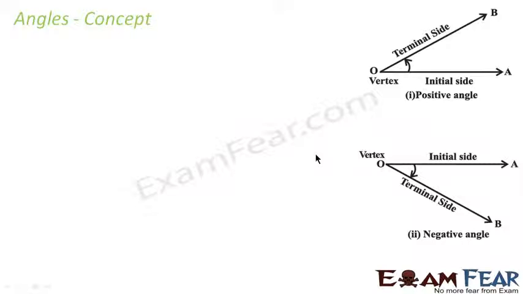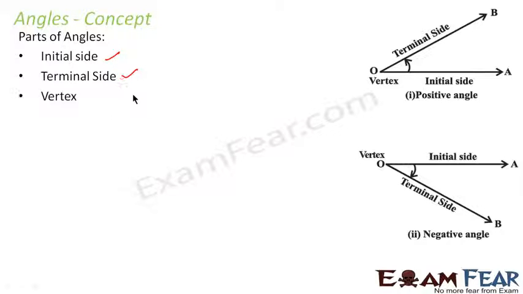Now we'll take some concepts in angle. Parts of angle: one is initial side, terminal side, and the vertex. So these are three parts of our angle. Initial side is the side from which we start, terminal side is the side from where you end, and vertex is the point from where you rotate.